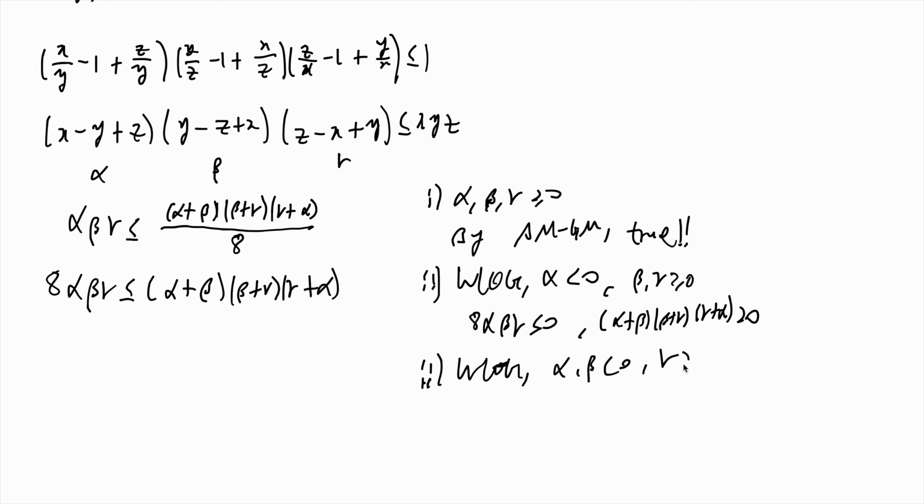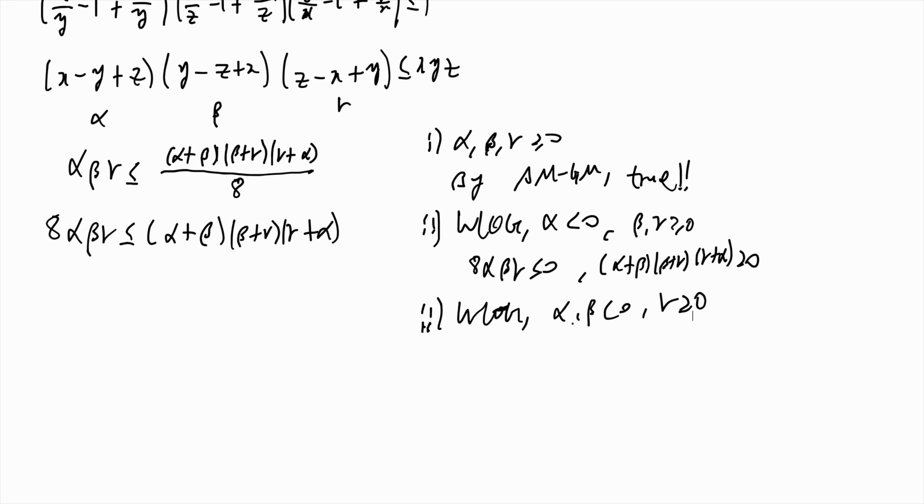Now, the next case would be when, without loss of generality, two variables are negative. Then we get x plus z less than y, and beta is x plus y less than z. But notice that if we add these two, we get 2x less than 0, and this doesn't work because it's a contradiction. So this case itself doesn't work.